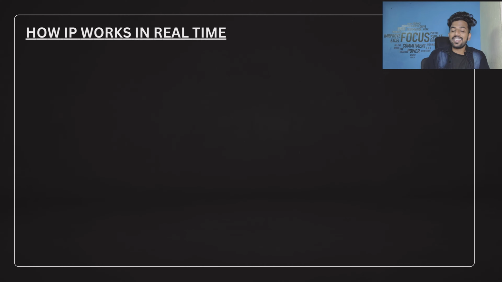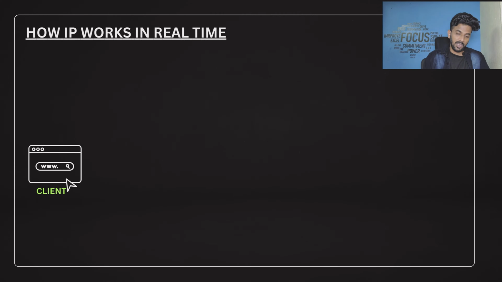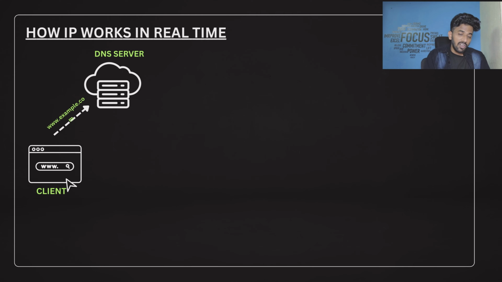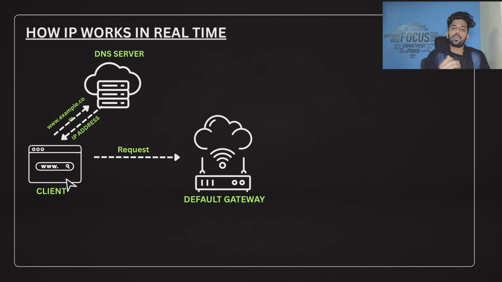Now let's understand how IP works in real time. For understanding this, let's take an example: you are accessing a website. To access that website, first you open your browser, type the URL and hit enter. Once you hit enter, the computer first asks the DNS resolver to resolve the domain name into an IP address. Once you get the IP address from the DNS server, your computer creates an IP packet containing the source IP, destination IP and other fields. This packet is sent out to your default gateway, usually a router.